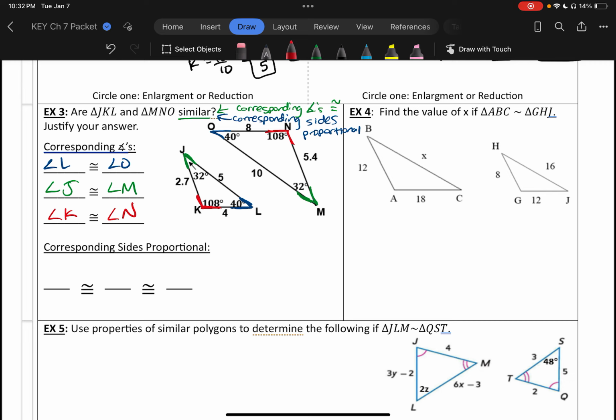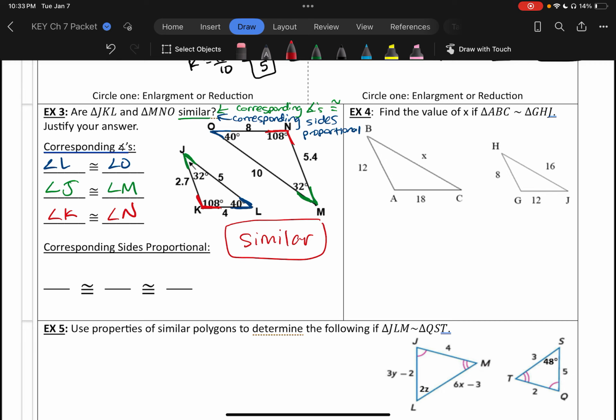And so now, like we said earlier, for triangles or polygons in general to be similar, two things have to be true: corresponding angles are congruent and corresponding sides are proportional. If I show that at least one of those is true, that is enough information to say that they're similar. So that list of corresponding angles being congruent is plenty of information to say these triangles have to be similar.